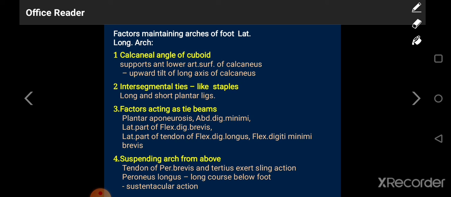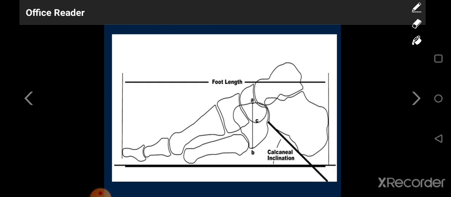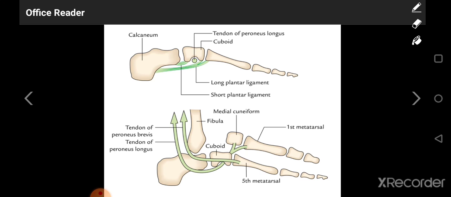Then suspending the arch from above, that is the suspensions, these are provided by the tendons of peroneus brevis and tertius. These are exerting the sling action. Peroneus longus is having a long course below the foot and it is acting as sustentacular action. So here we can see the staples, the long and the short plantar ligaments, and the slings, which are provided by the tendon of peroneus longus and brevis.